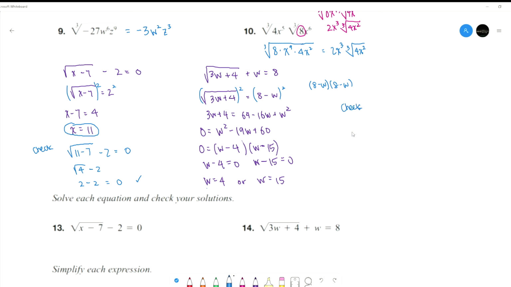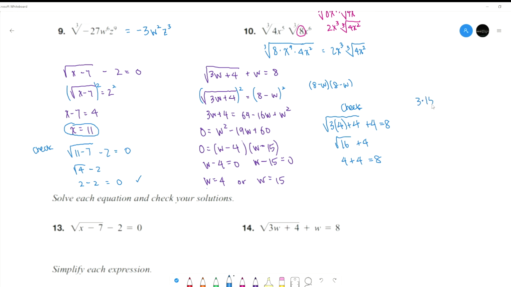Let's check 4. 3 times 4 plus 4, radical, plus 4 equals 8. So let's see, this is 12 plus 4 is 16. Okay, that makes much more sense. So now I have 4 plus 4 does equal 8. So this is the solution. All right, let's move on to the 15.